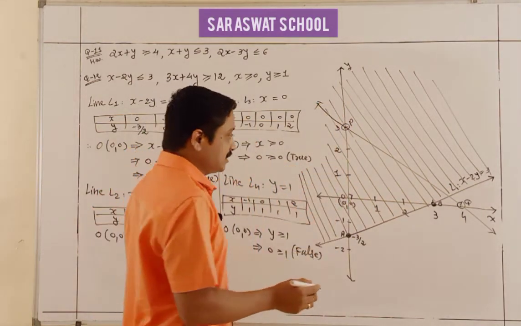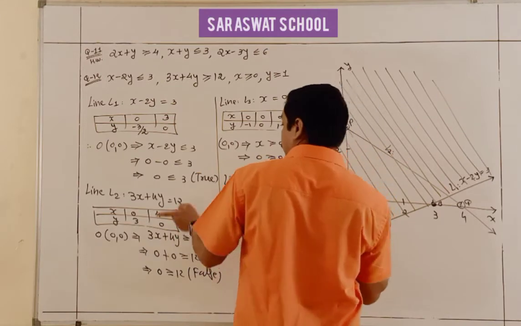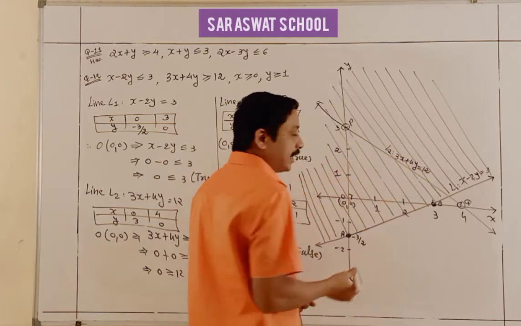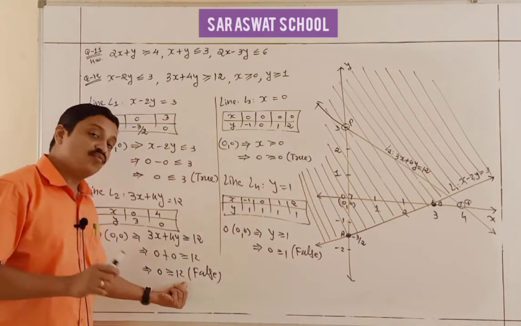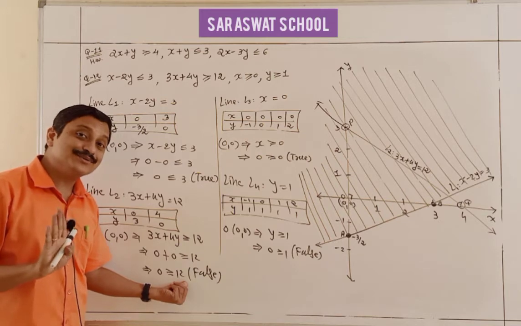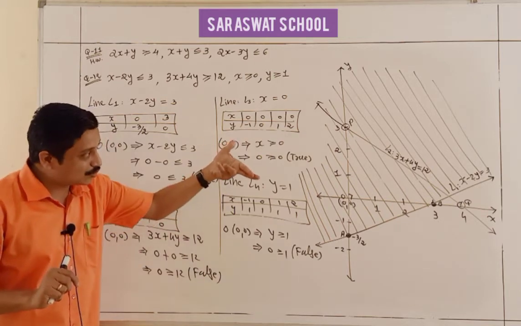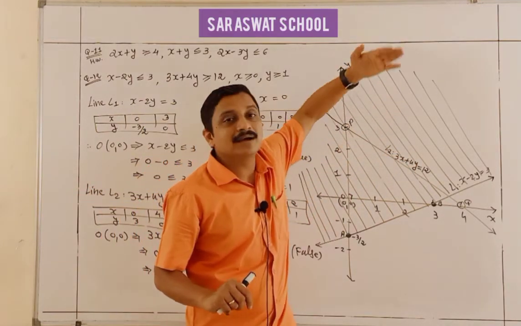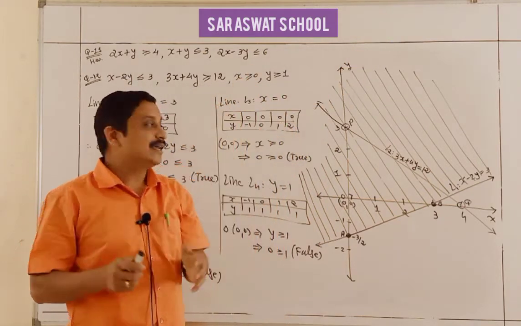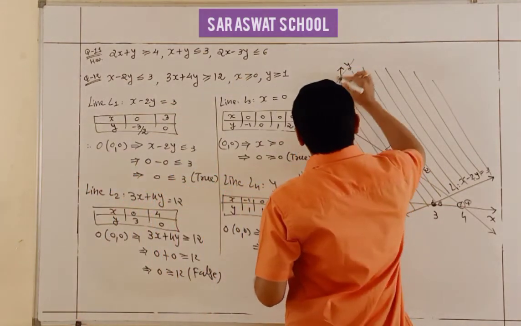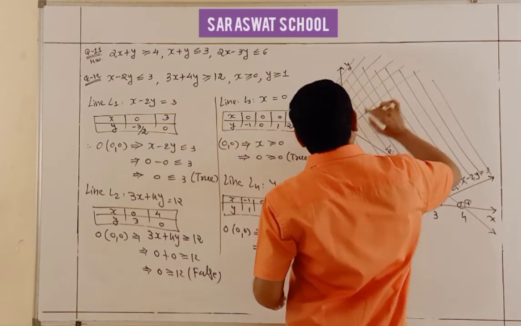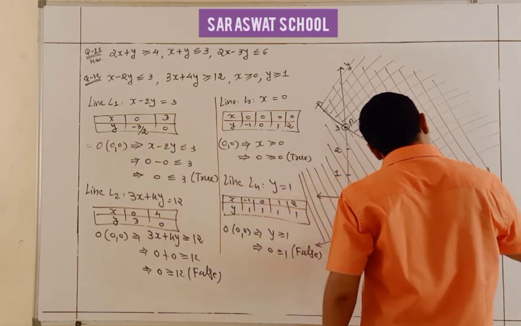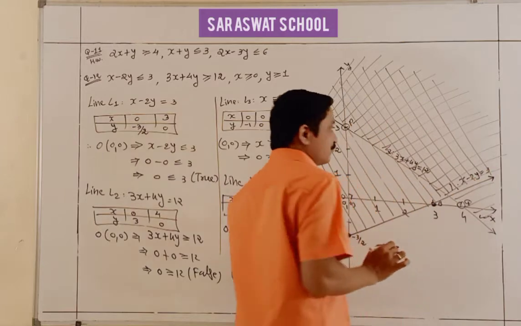The second line is L2. What is the equation? 3x plus 4y is equal to 12. And the shading is false, so it cannot go to the origin side. It means for this L2, the origin side is not the answer, but the side not containing the origin, the upward side, will go that way. This is your shading for L2. So moving that in this part. Okay, these are the common region.